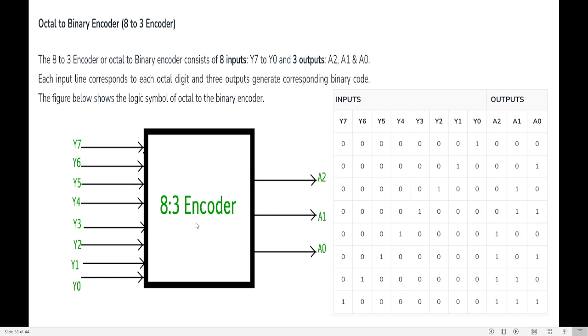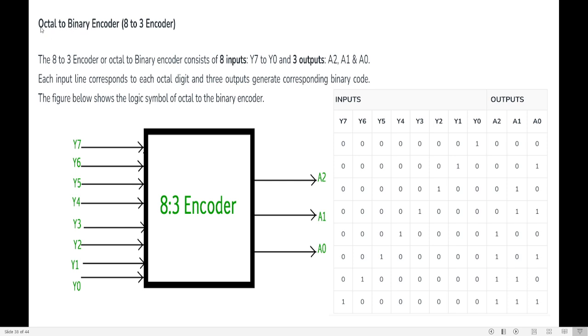So as we are getting into the octal to binary encoder, when I say 8 by 3 encoder, there will be 8 inputs. Can you see the 8 inputs represented by Y0, Y1, Y2, Y3 till Y7? So I have 8 inputs. 2 to the power of 3 is 8, so 3 is your outputs, A0, A1 and A2. That is why we call it an 8 by 3 encoder, or octal to binary.